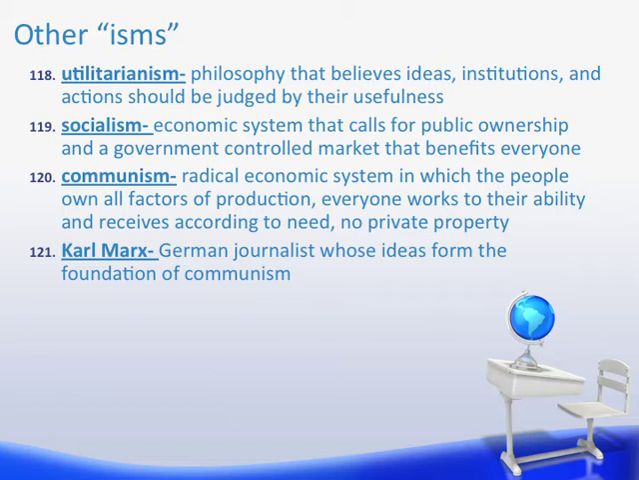Communism is this radical economic system in which the people own all of the factors of production. In other words, everything needed to produce goods is owned by everybody, and everybody works to their ability and receives according to their needs. So there's no private property. In pure communism, there's not even a government. Everybody just magically gets along and gets what they need.